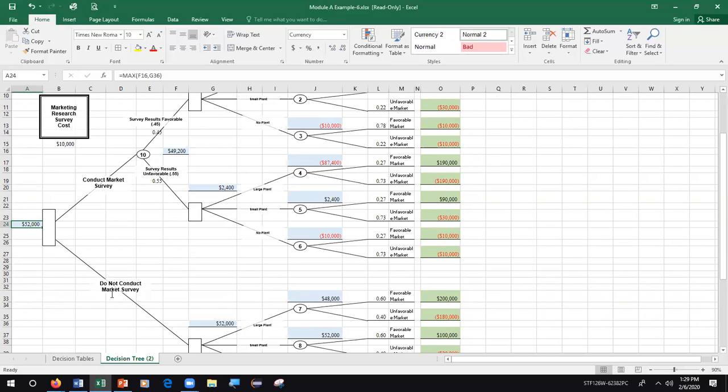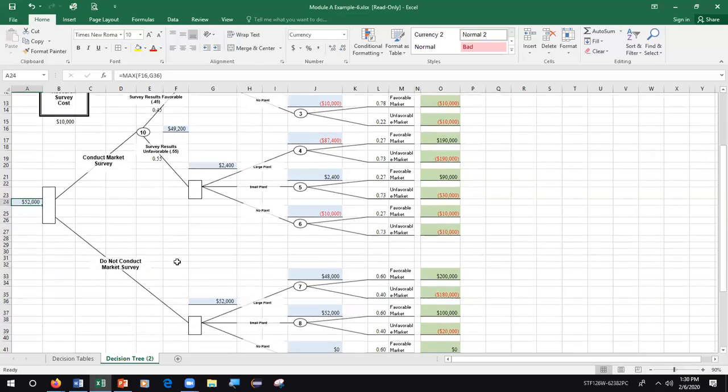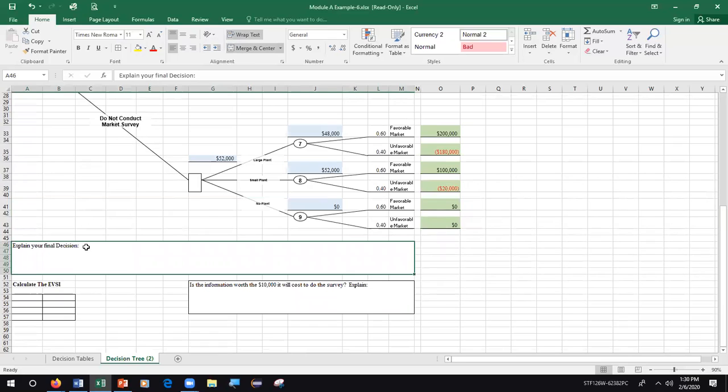Okay. So now let's look at the one other thing on this. What we can look at and make some decisions based on that. If you pull down, I've got a couple of blocks ready for us to go. So what's our decision? Our ultimate decision, best decision, is not to conduct a survey.